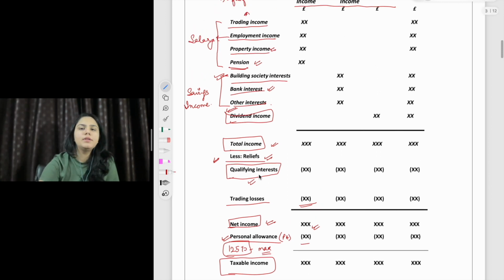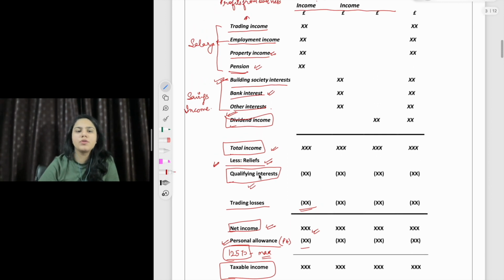Alright, so we have learned the basic proforma: you take your non-saving income, your saving income, and your dividend income, and you get a total of it, which is total income. We minus our reliefs. Reliefs include our qualifying interest and our trading losses. Then we get our net income, and after subtracting personal allowance from net income, I will get my taxable income.